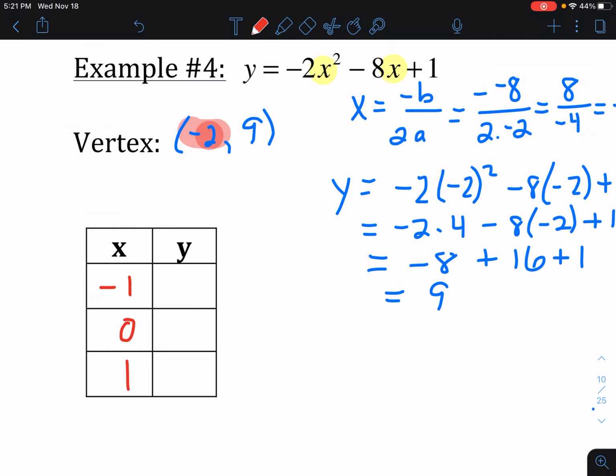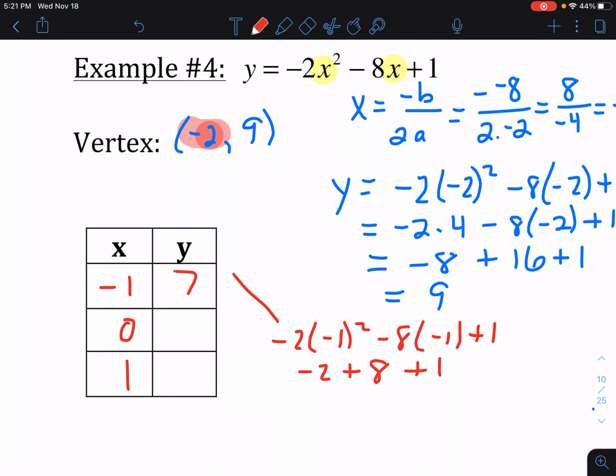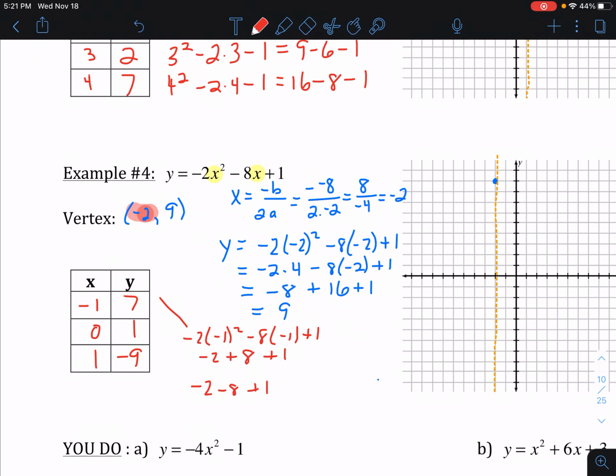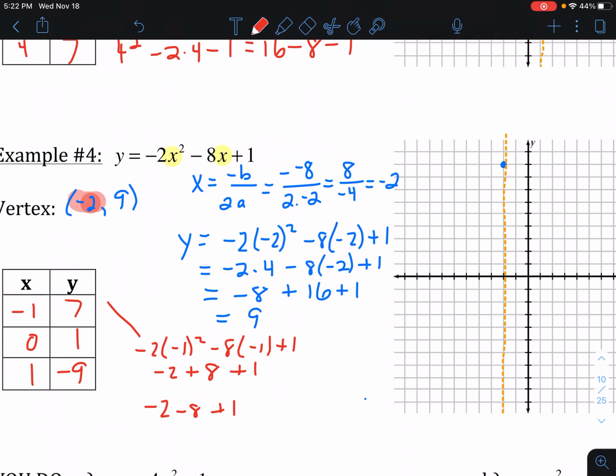All right, so let me go with the negative 1 here. I'm just trying to go quick here. That'll be 7. When you plug in the zeros, that'll be 0, 0, 1. When you plug the 1s in, that'll be negative 9. Just using a little quick mental math here to not take up time in the video.